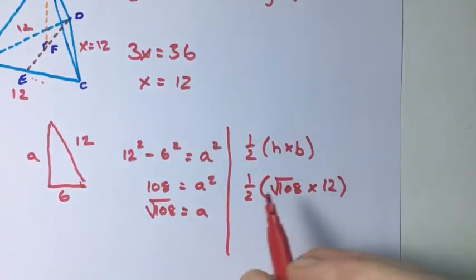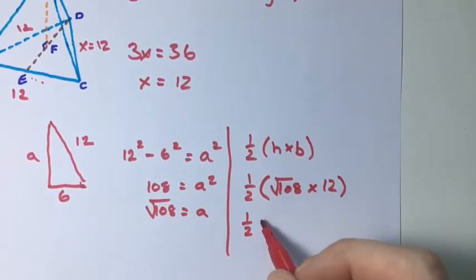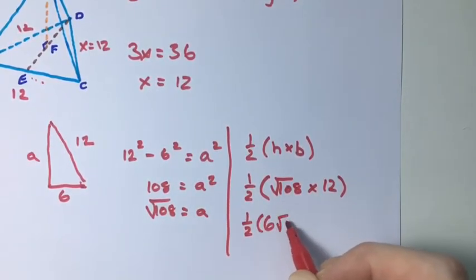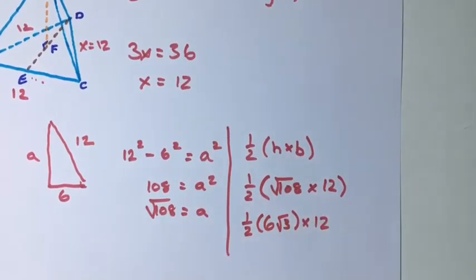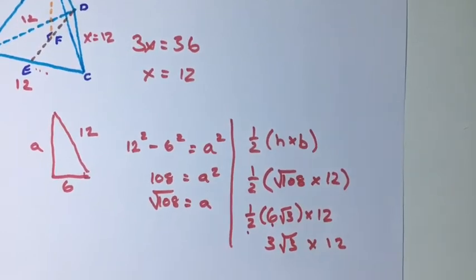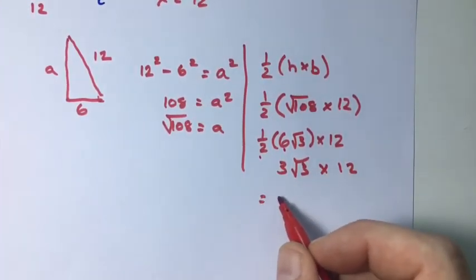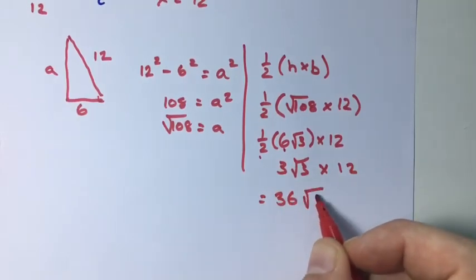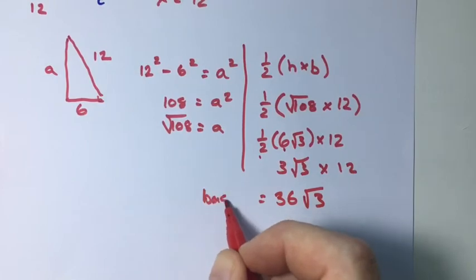So if we work all this out, we can go ahead and simplify our square root. And that's going to come out to 6 square root of 3 times 12. So if we multiply 1/2 times 6, we end up with 3 square root of 3 times 12. And now my 12 times my 3 comes out to 36 square root of 3. So this is my base area.